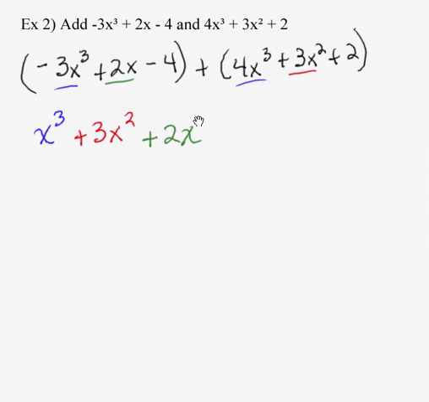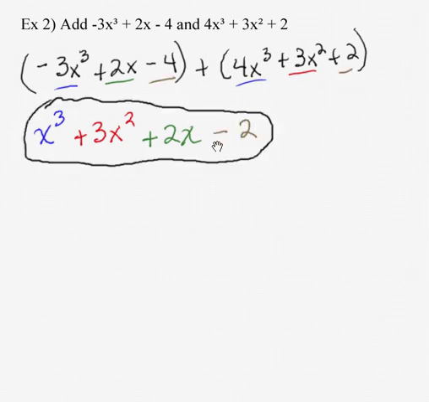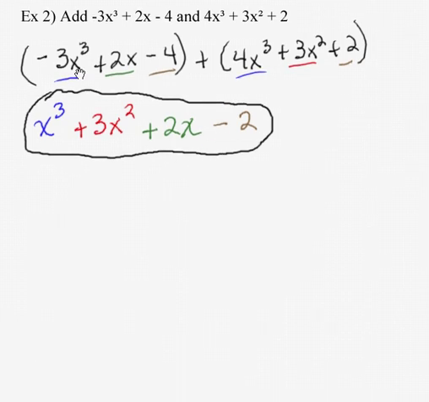And after x to the 1st, I'm looking for constants. So negative 4 plus 2, that leaves me with negative 2, and there's my polynomial. Adding two trinomials, and ending up with my polynomial simplified and in descending powers of x, x to the 3rd, x to the 2nd, x to the 1st, and then my term with degree 0, just the constants.